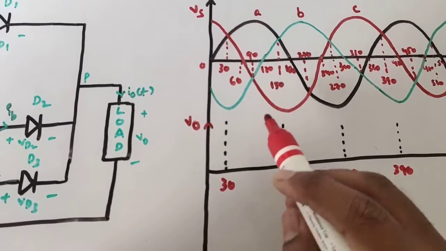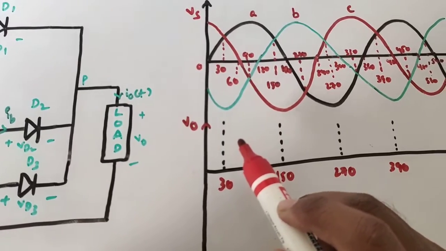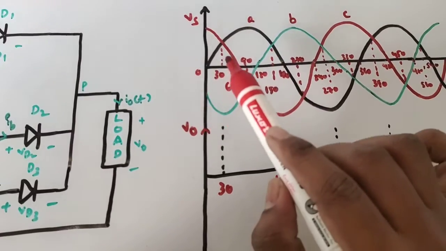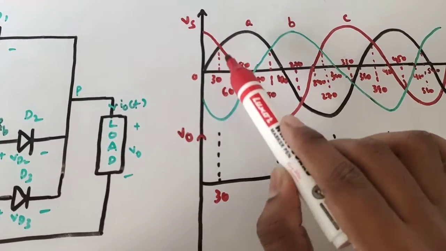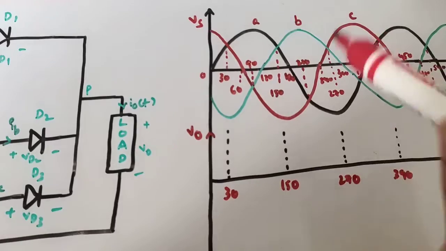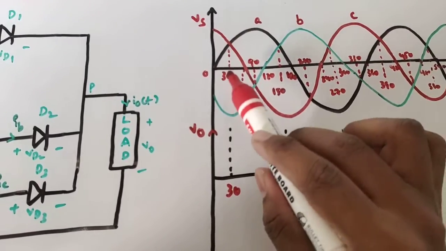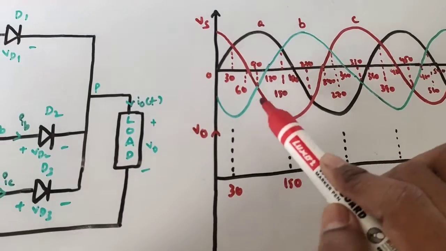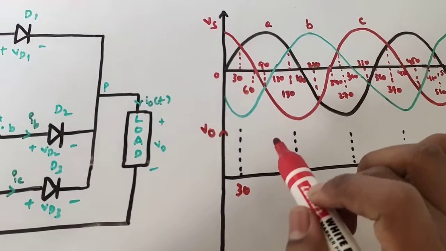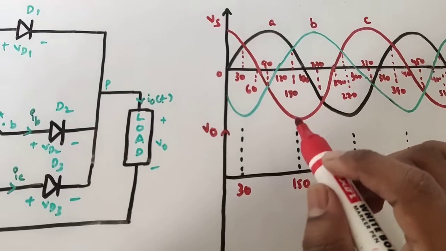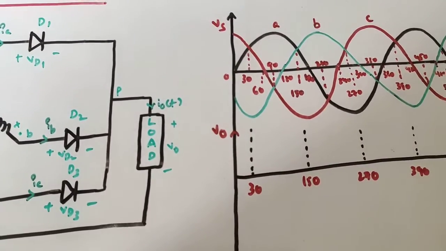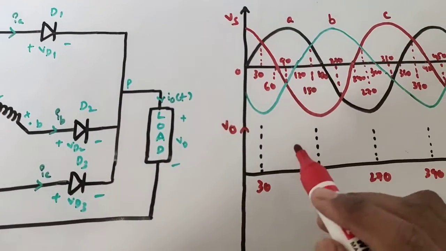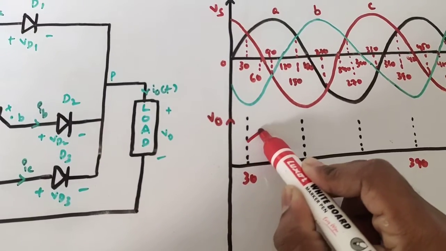See here, I told you each and every diode is going to be conducting for 120 degrees. Now if you clearly observe one thing here, from in between 30 to 150, A phase is more positive when compared to B and C phases. That is the only reason. So which is more positive? A phase is more positive. So A phase has been connected to diode D1. So that is the only reason you are going to get an output voltage.